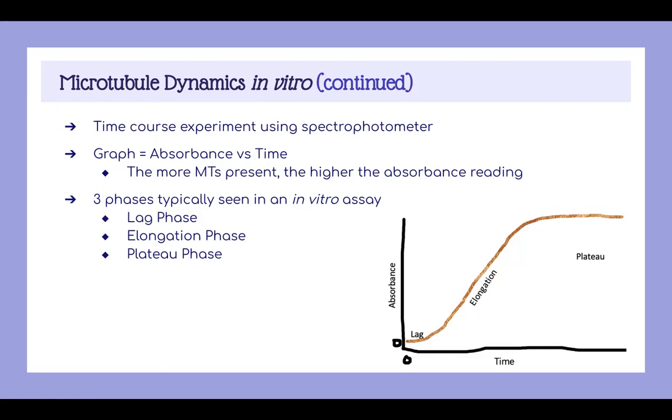So when you have elongation over a period of time, you're going to have a higher absorption because there's more stuff in the tube now. Whereas in the beginning, not a lot of microtubules form, so you're not going to have much absorption. That's just the method of how they do it. So you get absorption versus time. The more microtubule present, the higher the absorbance reading. And there are 3 phases typically seen: lag phase, elongation, and plateau.